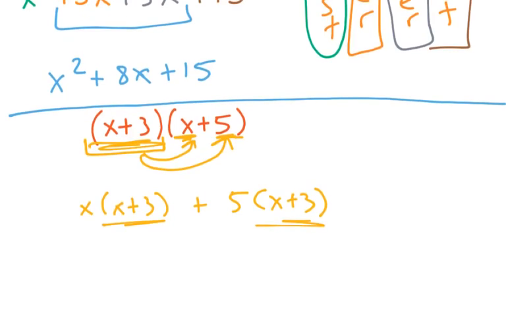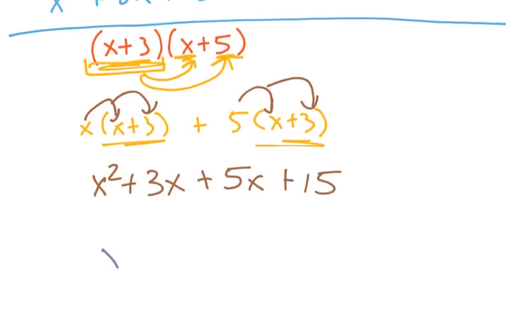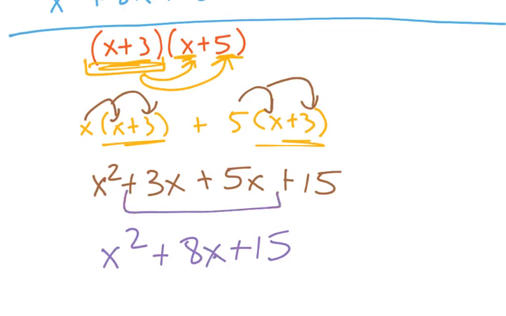Now if I distribute again, you can see foiling is kind of like a distribution of distribution. What ends up happening is we get x squared plus 3x plus 5x plus 15, and now when I put them together, we get the same thing. When we combine like terms, we get x squared plus 8x plus 15. And this is why it's true.